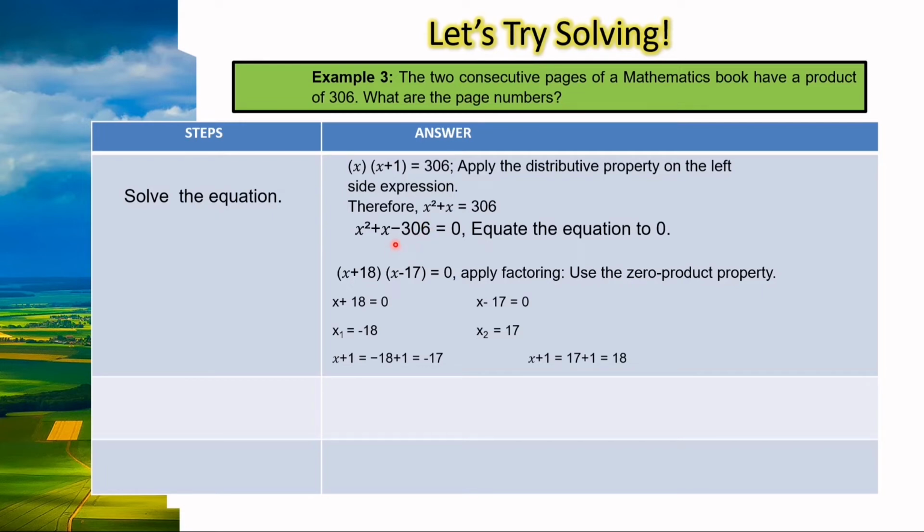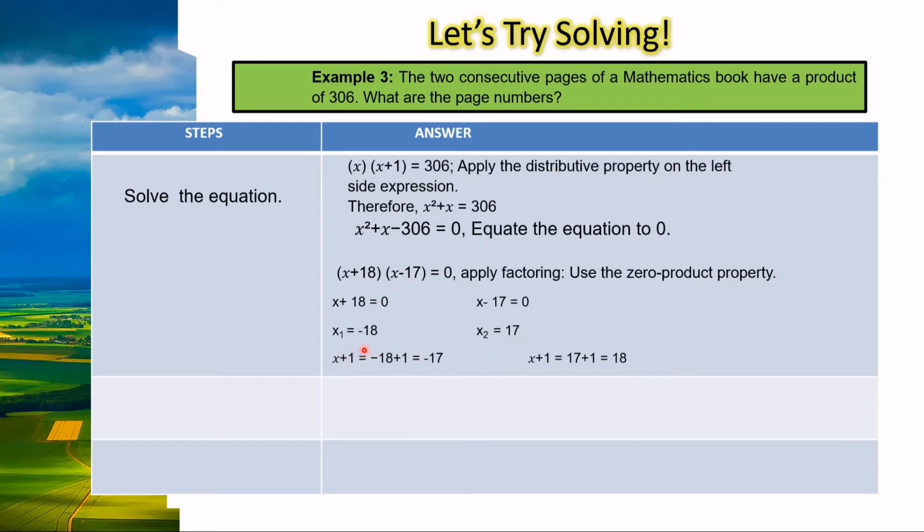But since we have here negative 306, you have x plus 18 and x minus 17. You will think of factors of 306 that when you add will result to positive 1. So like what I have told you, the bigger number will take the plus sign and the smaller number will take the minus sign. So that if you add the two, it will result to a positive value. So applying the same process, you will get negative 18 and positive 17.